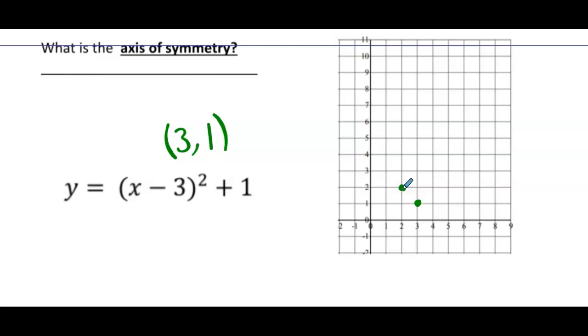So here's your over 1, up 1. Over 1, 1, 2, 3. It's going to end up at 5. Over 1, up 5. 1, 2, 3, 4, 5. We'll end up there. Okay?